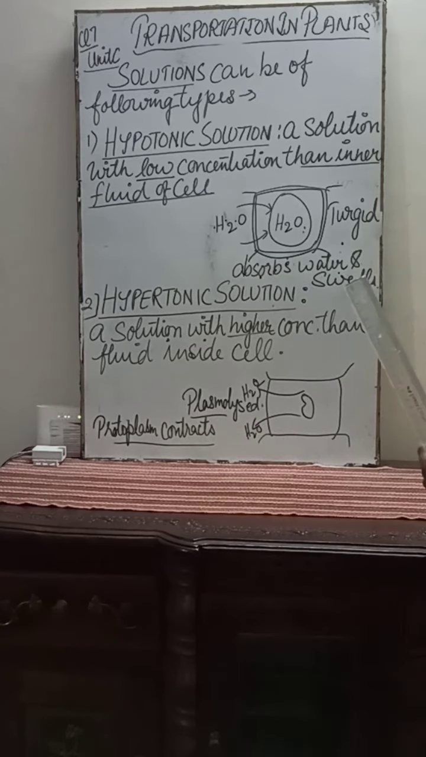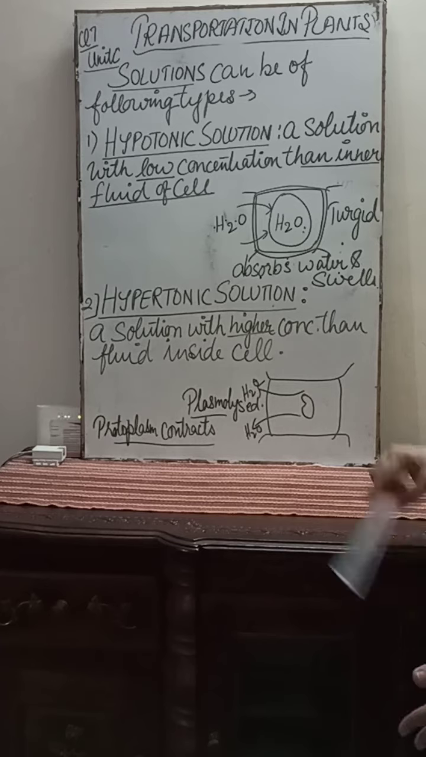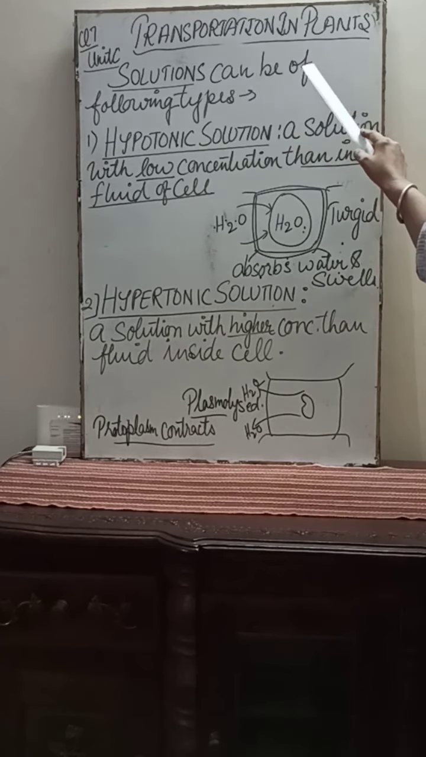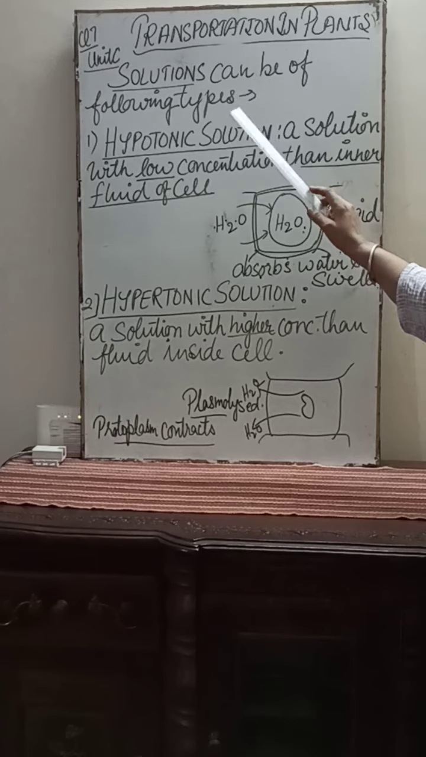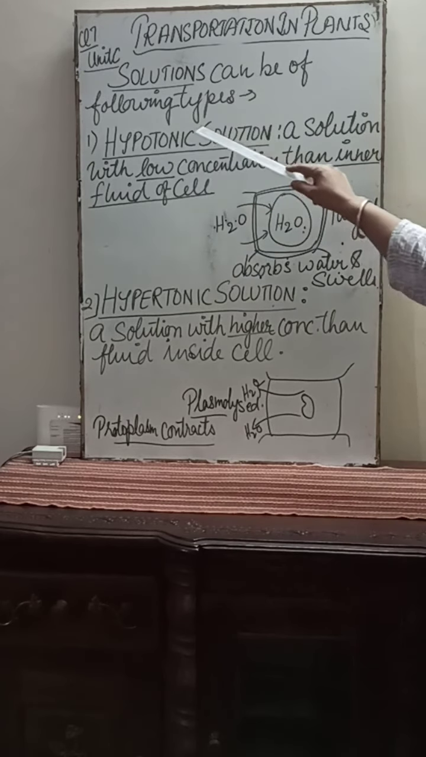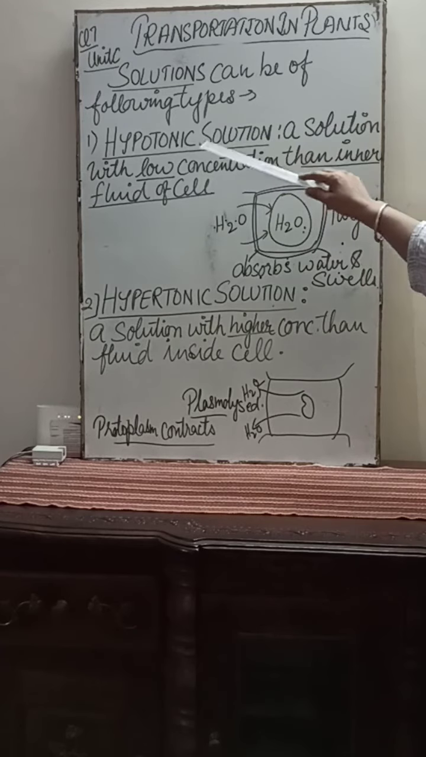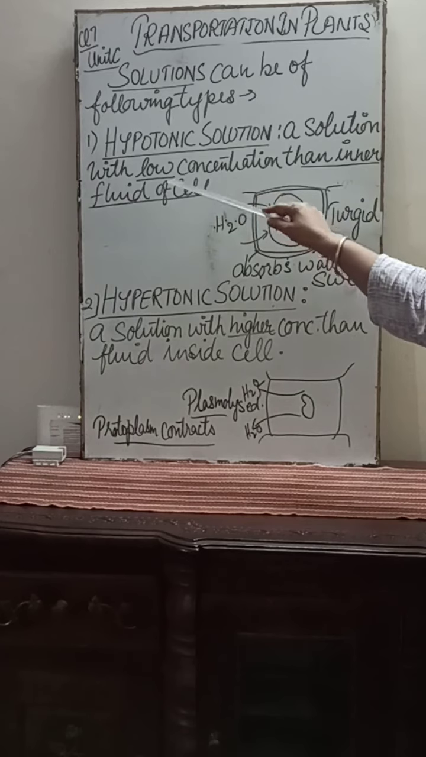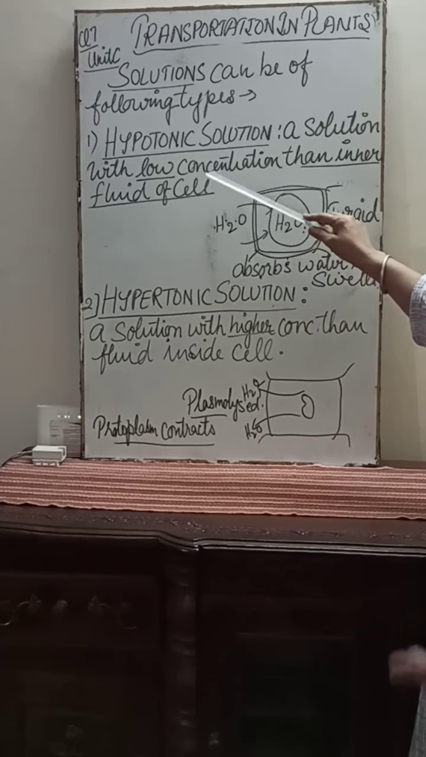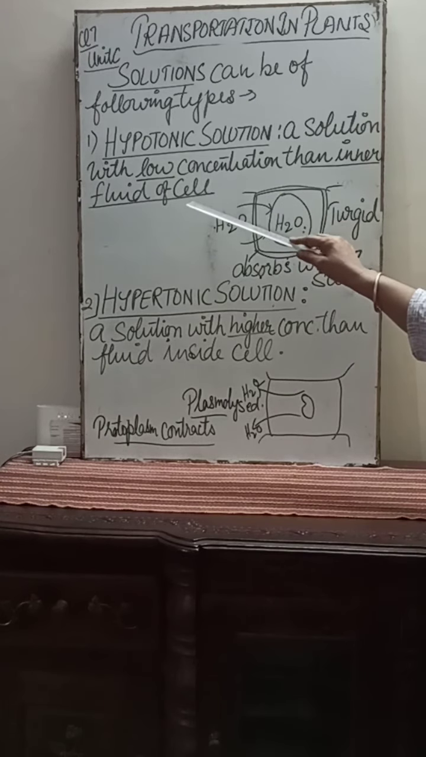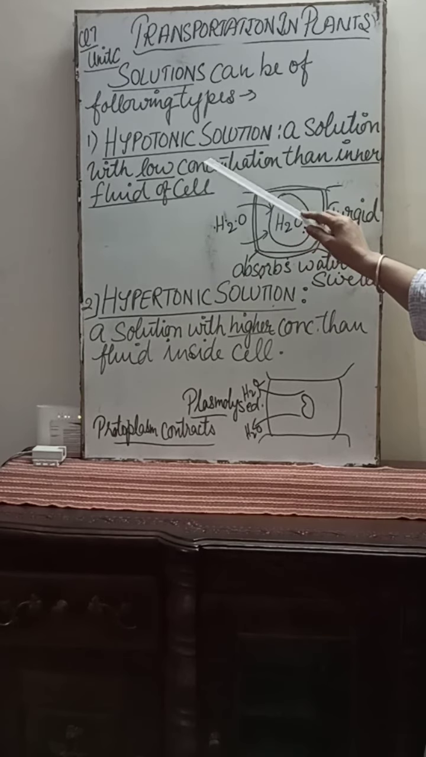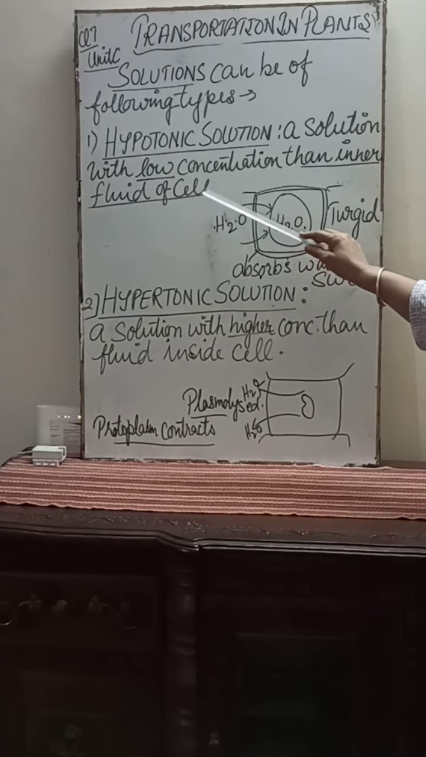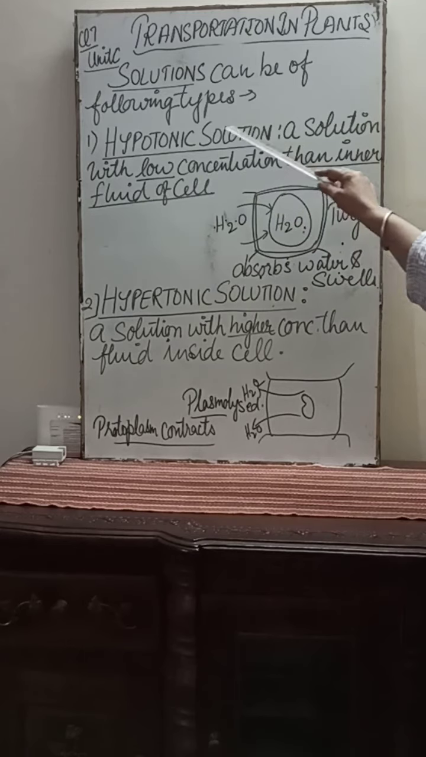Now students, we shall understand that solutions are of the following types. Solutions can be of three different types. First is the hypotonic solution. Now what is a hypotonic solution? Hypo means low. A solution with lower concentration than the inner fluid of a cell. That is, the outer fluid of the cell has a lower concentration than within the cell. Okay, so that is called a hypotonic solution.